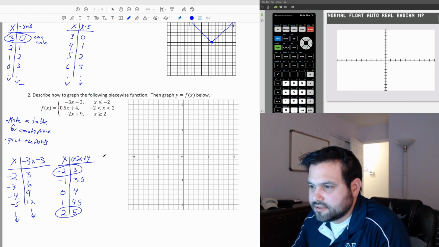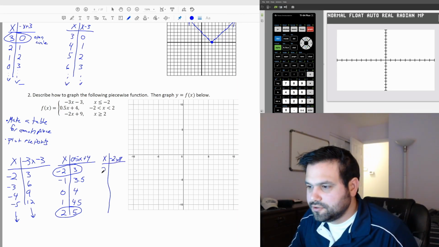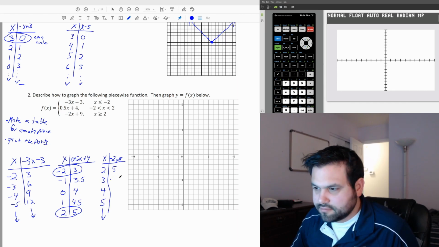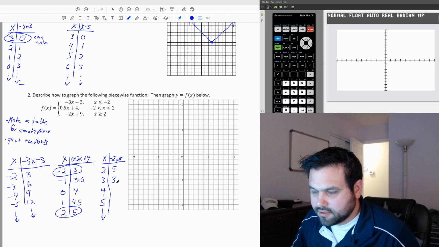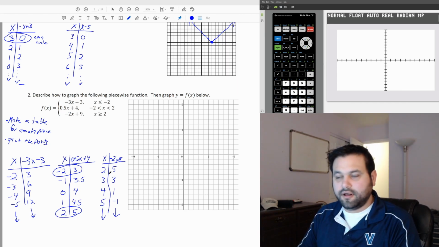Now the third piece, I'm running out of room, negative 2x plus 9. And that's when x is greater than or equal to 2. So 2, 3, 4, 5, and so on. And if I plug these in, that's negative 4 plus 9, 5, and then 3, and then 1, and then negative 1, and so on. Okay, so now we have the tables made. Now we can go ahead and graph all the tables.